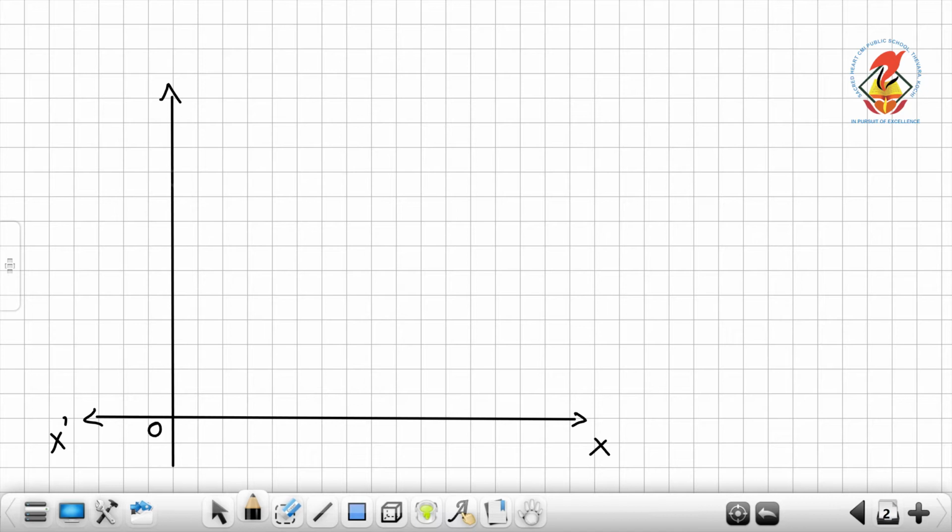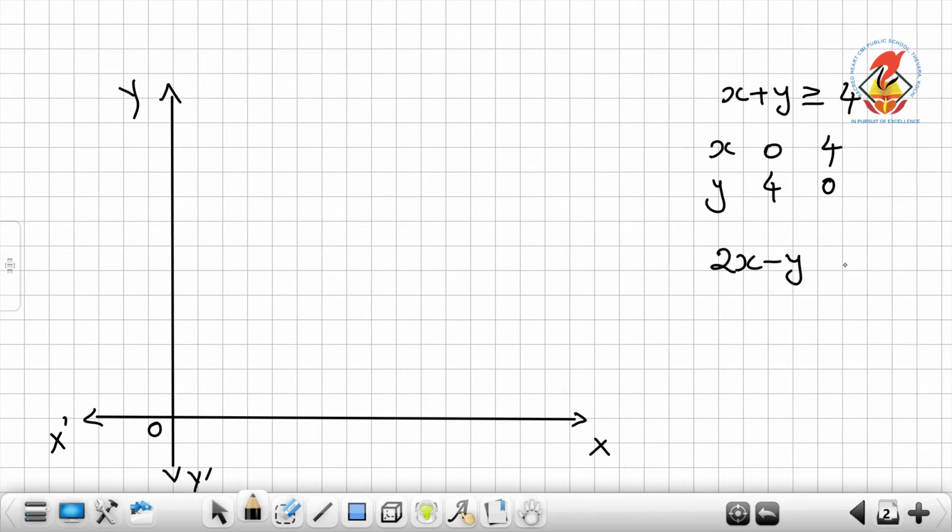X axis, origin. Y axis. Okay, the first equation, x plus y greater than or equal to 4. When x is 0, y is 4; when y is 0, x is 4. Okay, the next is 2x minus y greater than or equal to 0.